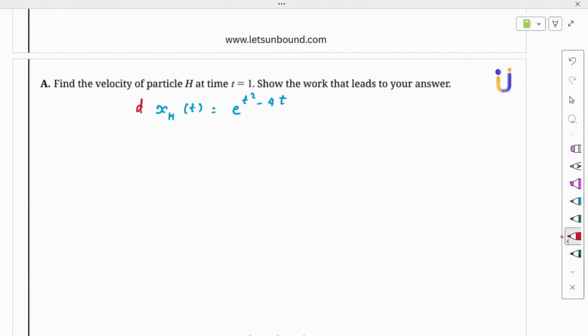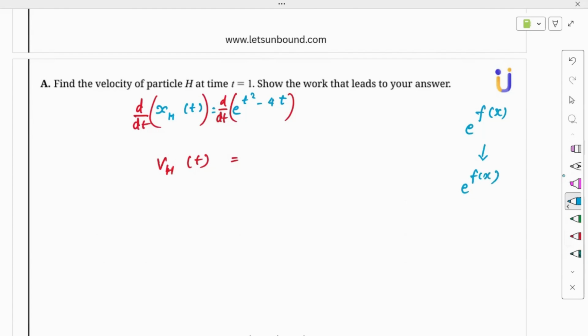If you differentiate both sides with respect to t, you will get xH prime of t, that's nothing but velocity VH of t, equal to, how will you differentiate e to the power of some function of x? Copy the function first, e to the power, times the differentiation of whatever is the exponent, f prime of x. That's it. But here we have to deal with t. So copy that first, e to the power t squared minus 4t, times whatever is there differentiated. So t squared minus 4t differentiates to 2t minus 4.